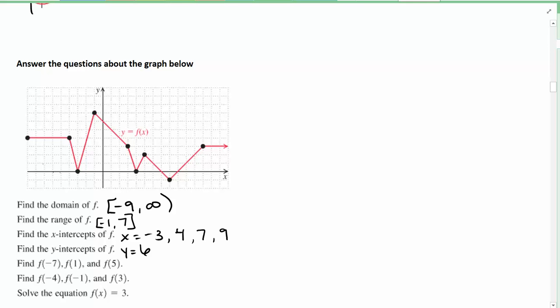Okay, continuing on with the lecture for sections 1.3, 1.4, and 1.5, looking at this graph, we are asked now to find f at -7, f at 1, f at 5, f at -4, f at -1, and f at 3. So really, they're asking for different y values for given x's. So remember that f of x is equal to y.